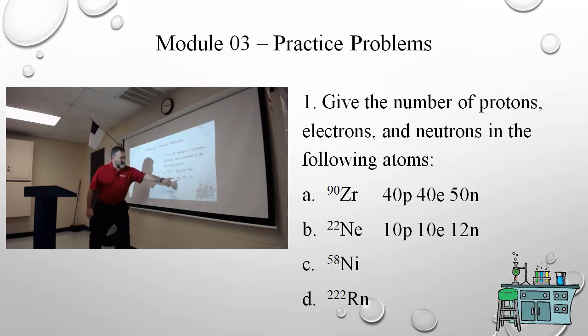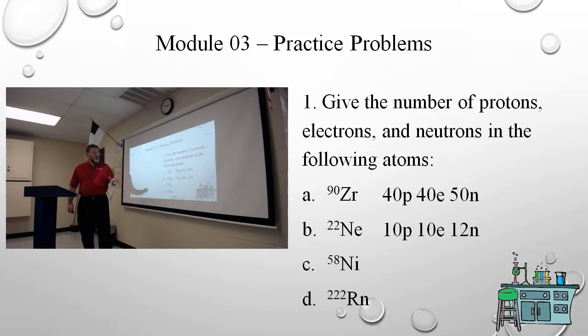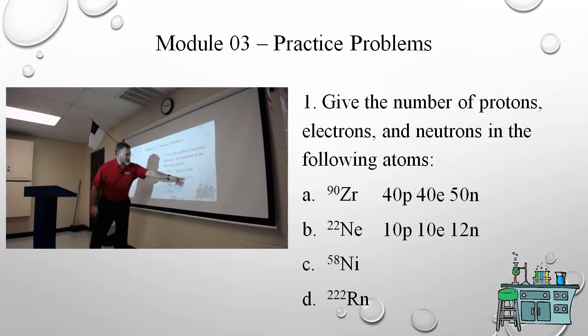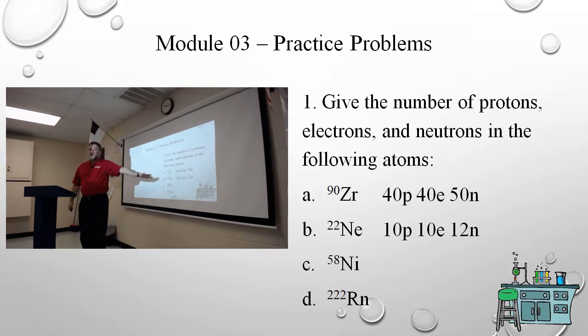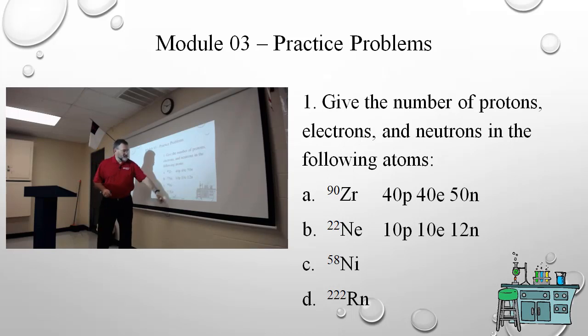Because it's neon, it has 10 protons. If it doesn't have 10 protons, it's not neon. In order for it to be a neutral atom, it'll have the same number of electrons as protons. Remember, protons are positively charged. Electrons are negatively charged. So it's neutral when they're the same number. If I have one more electron, it's now negatively charged net. If I've got one less electron, it's now positively charged net. Neutrally charged, same number of protons and electrons.